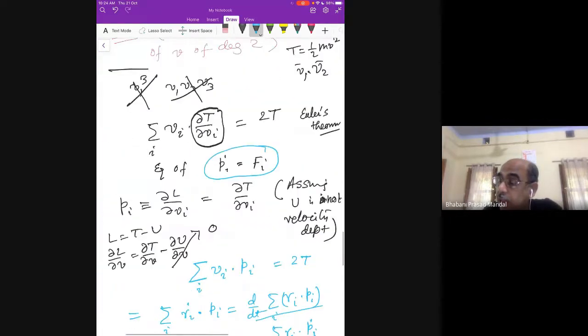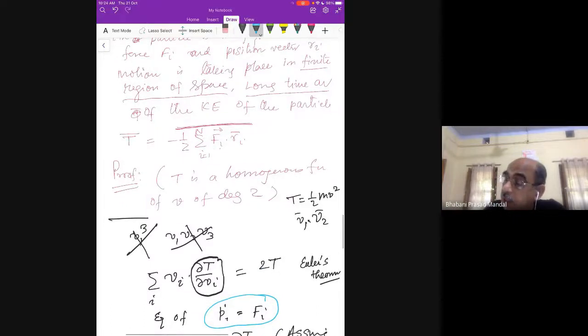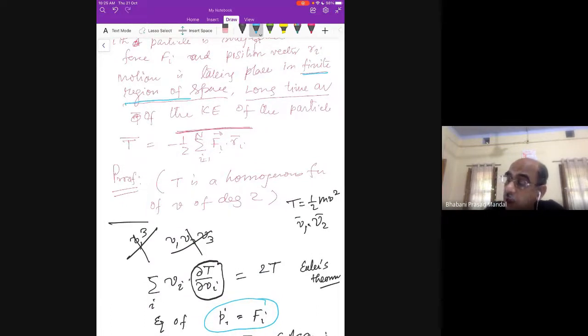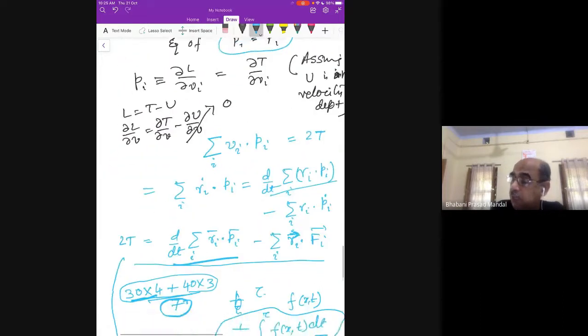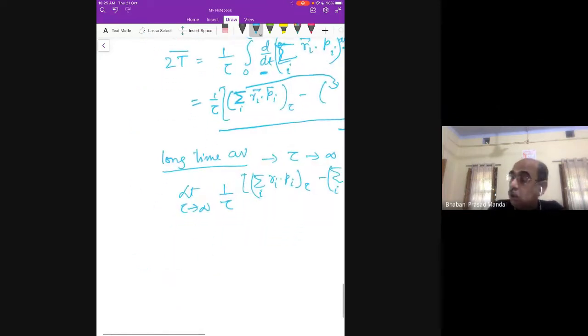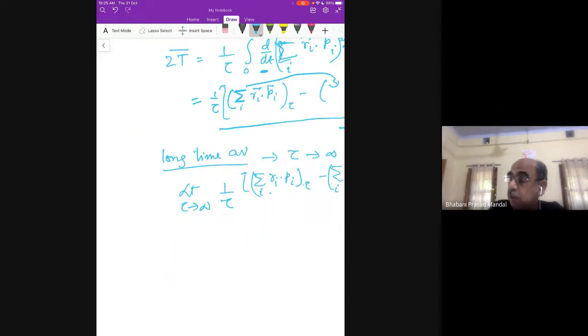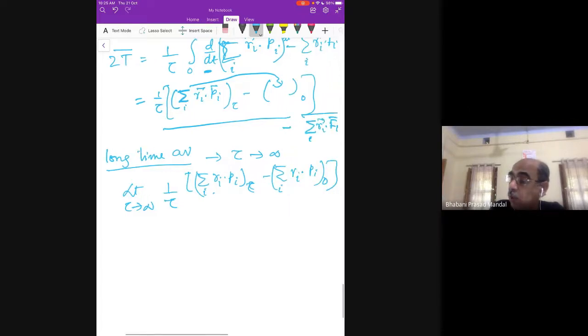Now let us point to another important thing that I said, that finite region of space. That means the particle can never go to infinity. So r is finite at time t. R is also finite at the initial time t equal to 0. So this difference of two finite quantities is finite. The numerator is finite, the denominator is 1 over tau, so this limit will be 0.